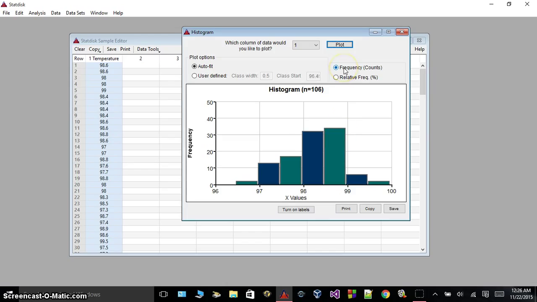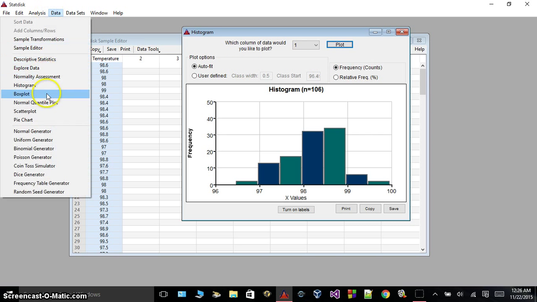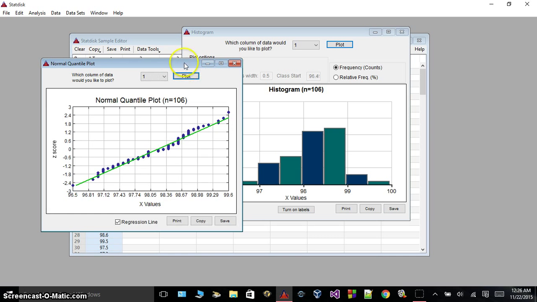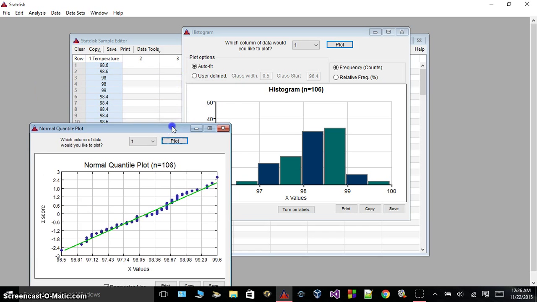So with this right skewed histogram, what we're going to know from this specifically is that the data might not have a lot of outliers, but in terms of the extreme values or the higher values that we're going for, there are more higher values than there are mid values or low values. So from this histogram, what we're going to do is go back to data and go to normal quantile plot. So plot your first row again and you'll get your plot.